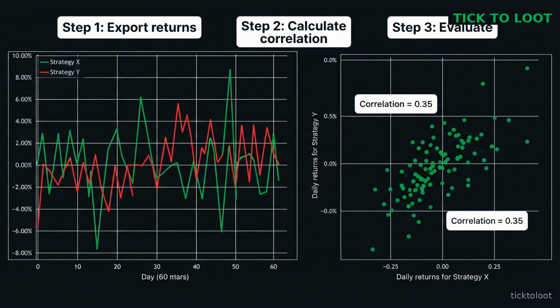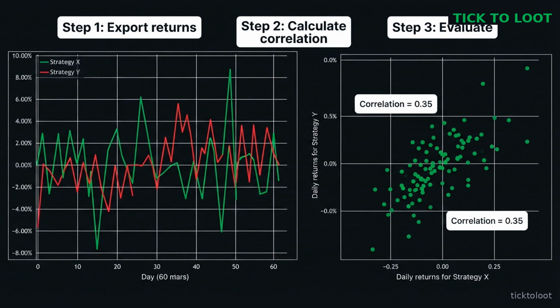Step 2 is to calculate the correlation coefficient, often called Pearson's R. You can do this in a spreadsheet program like Excel or Google Sheets. Paste the two columns side by side, select the Correl function, and you'll get a number between -1 and 1. A result of 0.35, as shown in the scatter plot on the right side of the image, indicates a modest positive relationship, meaning the bots sometimes move together but also have independent moves.